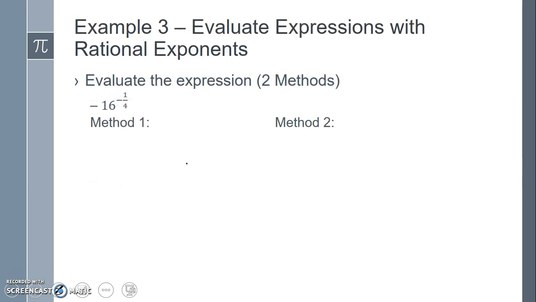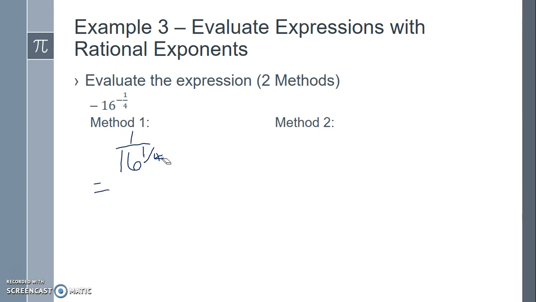Evaluate the expressions with rational exponents. Now we have two ways that we can do this. Let's look at the first one. We have 16 to the negative 1/4. There's a couple ways we can do this. Remember to use your exponent rules. The first thing we can do is, remember, when we have negative exponents, we take it to the other side of our fraction. Since it's on top right now, we're going to bring it down to the bottom. So 16 to the negative 1/4 becomes 1 over 16 to the 1/4.